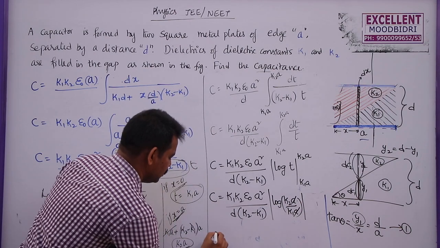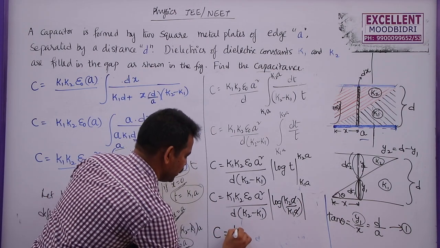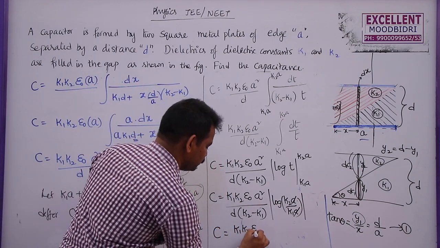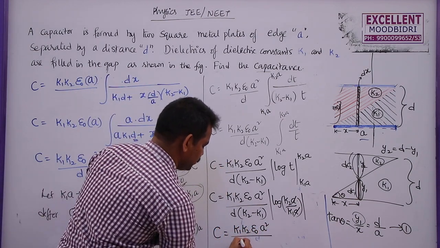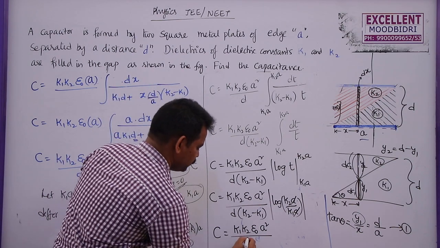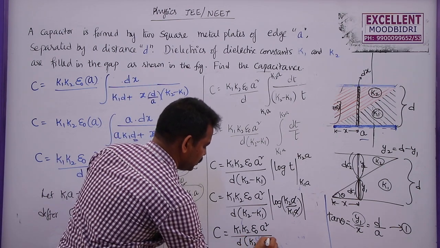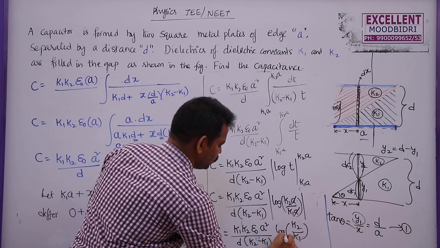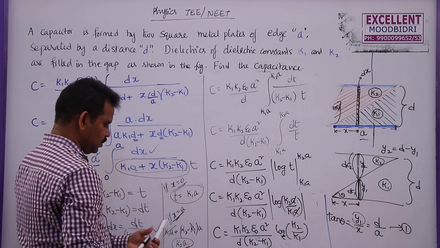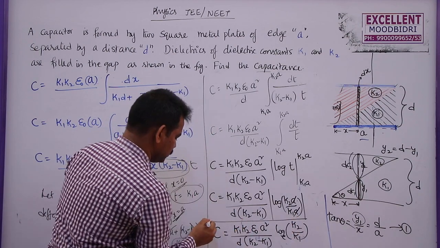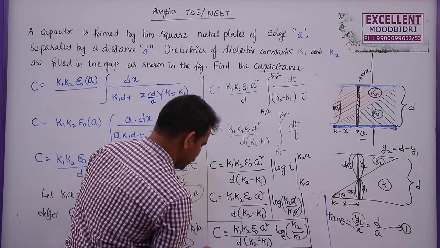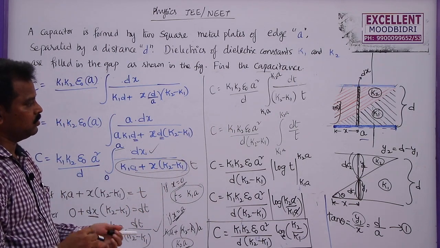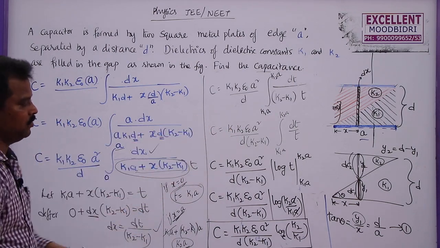We cancel A and A. So the final capacitance is given by the product of the two dielectric constants into epsilon naught into the square of the plate edge by the distance between two plates, by K2 minus K1, into log of K2 by K1 to the base e. So this is the final expression for the capacitance of this parallel plate capacitor when the space is filled with dielectrics of different dielectric constants but not parallelly as shown in the figure.